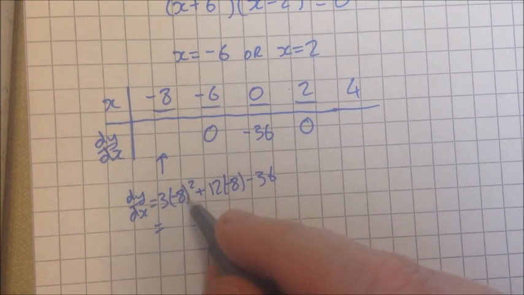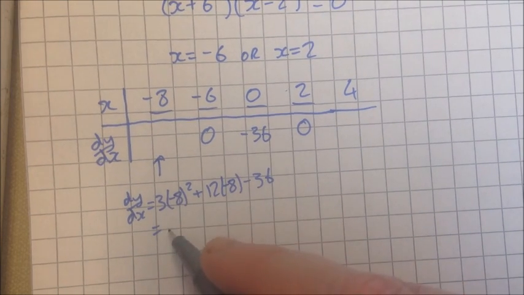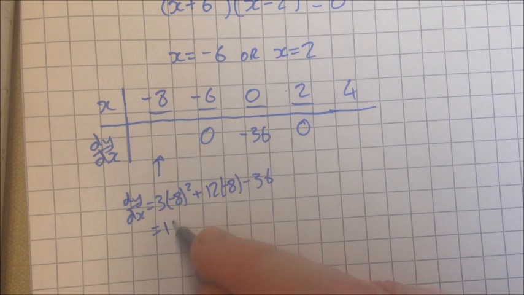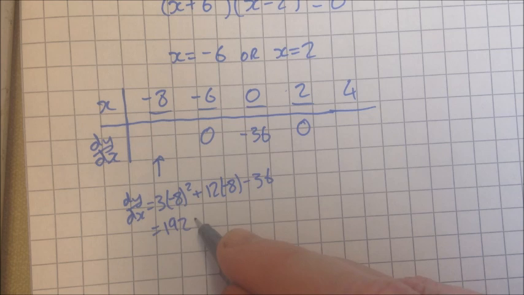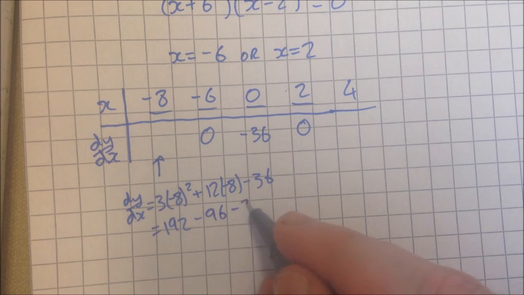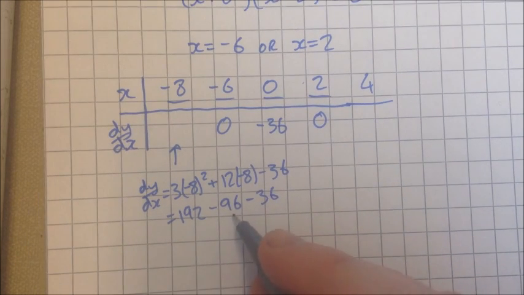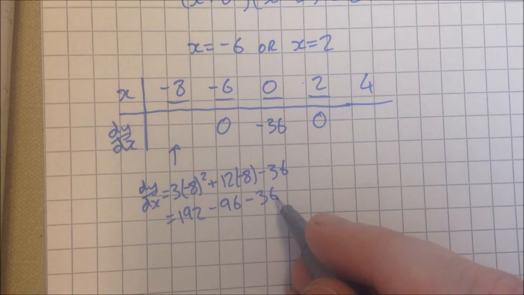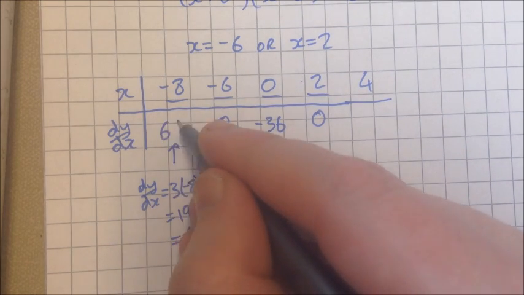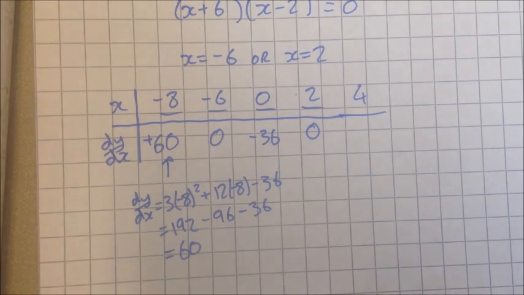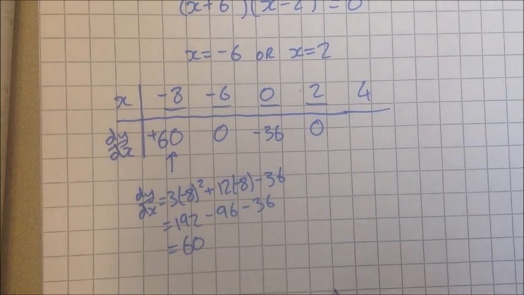Right, negative 8 squared is 64. 64 times 3 is 192. This is negative 96. Take away 36, so that's negative 120, negative 132, so that's just going to be 60 then. That's going to be left over. Important thing is it's positive, so we've got positive, 0 and negative already.